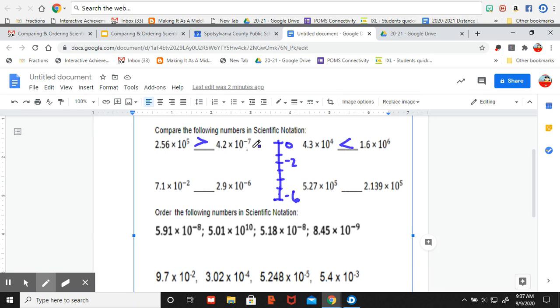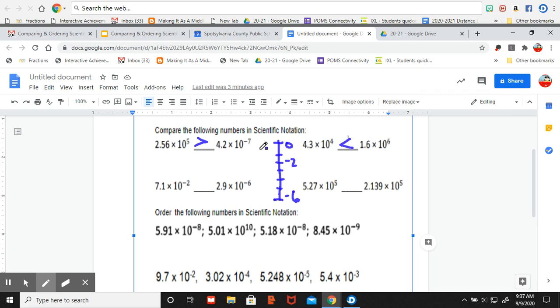Looking at the next example, we have 4 and 3/10 times 10 to the positive fourth power and 1 and 6/10 times 10 to the positive sixth power. Since these are both positive exponents, 6 is obviously larger than 4. Therefore, 4 and 3/10 times 10 to the fourth power is less than 1 and 6/10 times 10 to the positive sixth power.